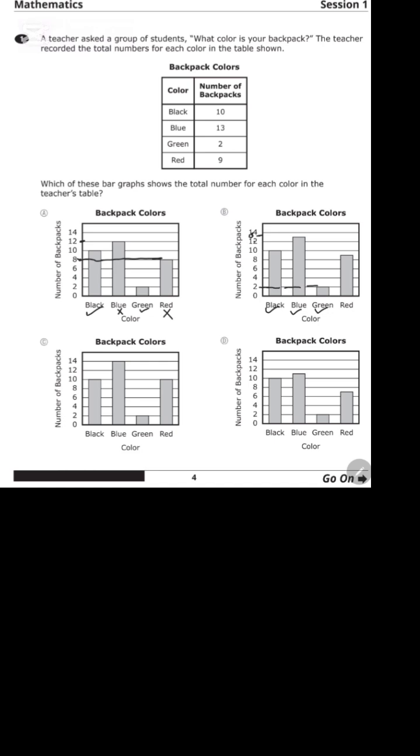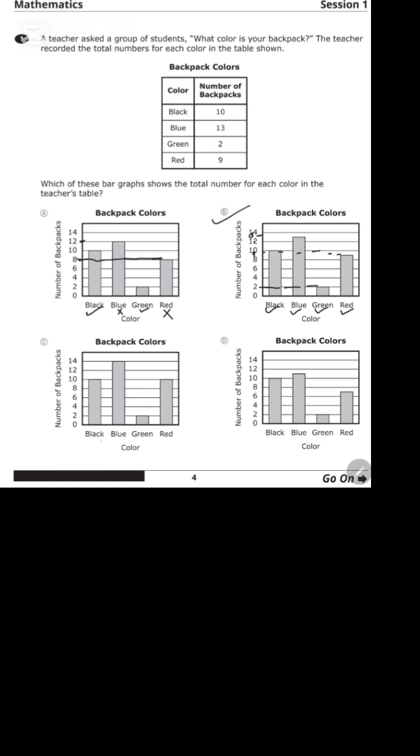The red from the table is 9, and also as seen on the bar graph, it indicates that it is 9 because the graph shows that the number of the red backpacks is between 8 and 9, okay? So this shows that it is correct. So all the values in option B are correct. So option B is likely to be the correct answer. However, we still have to analyze the other options to be on a safer side.